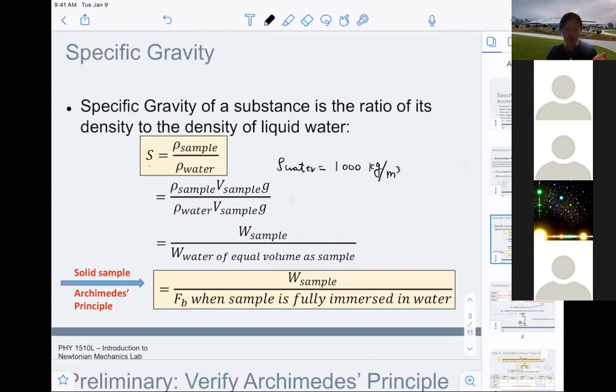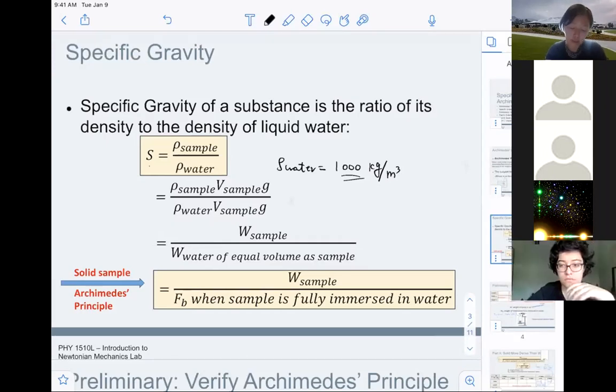We use water as a reference because we know the density of the water, right? This number is easy to memorize. As a comparison, if your ratio is bigger than 1, you get a specific gravity bigger than 1, you know this object is more dense than water. So when you put it in water, it will sink. If you get a ratio less than 1, then you know this density is smaller than water, it will float, right? So that's a way to categorize different objects.